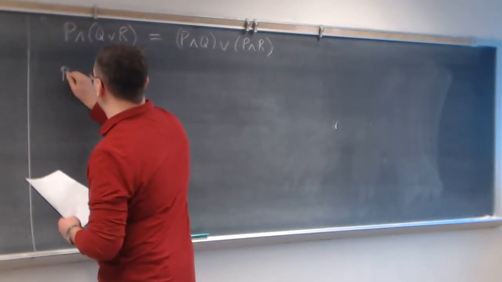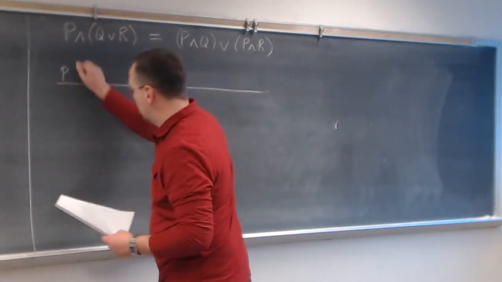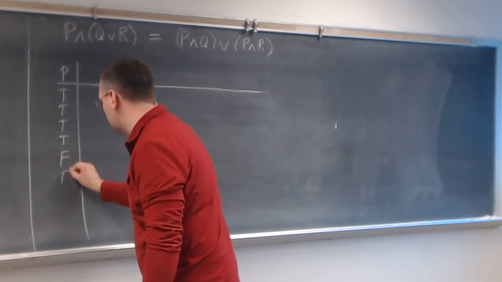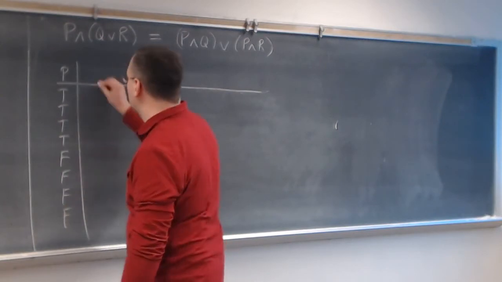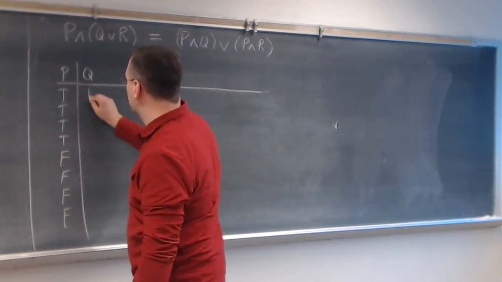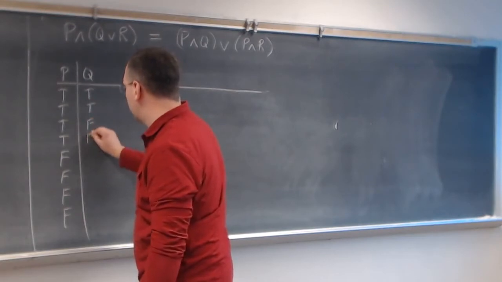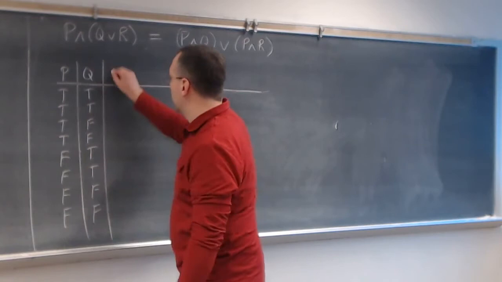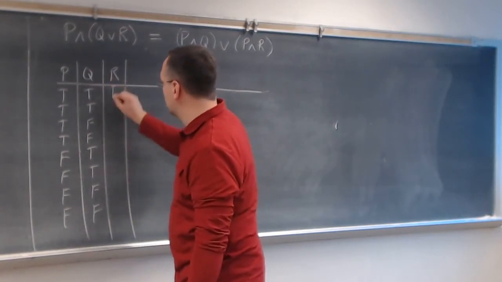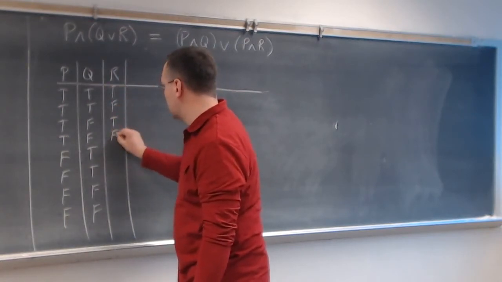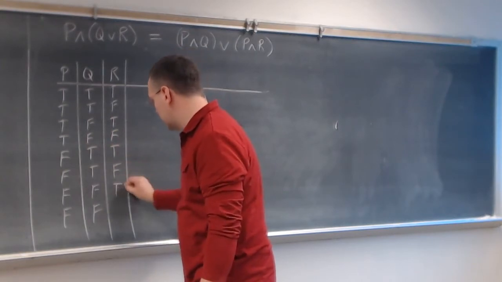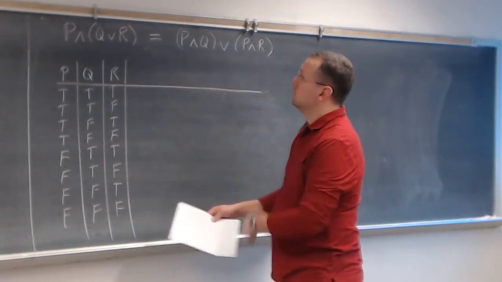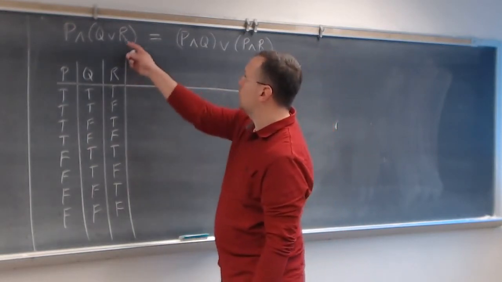So let's look at it. I'm going to need 8 rows here. So P is true, true, true, true, false, false, false, false. Q is going to be true, true, false, false, true, true, false, false. R is going to be true, false, true, false, true, false, true, false. All right, so I need a Q or R column.